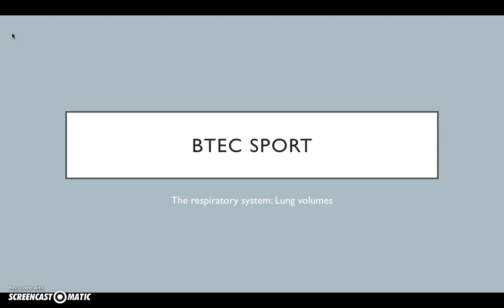From that, once we've got the actual air into our lungs, what happens then? So we have gaseous exchange, i.e. getting oxygen to the working muscles and removing carbon dioxide from the body and breathing it out into the atmosphere. So what now we need to look at are lung volumes. So what are the volumes we can actually take within our lungs when we either inspire or expire? So that's what the focus is going to be on.